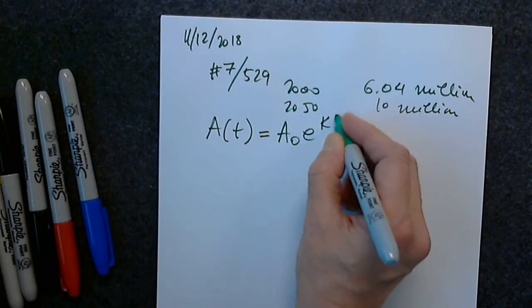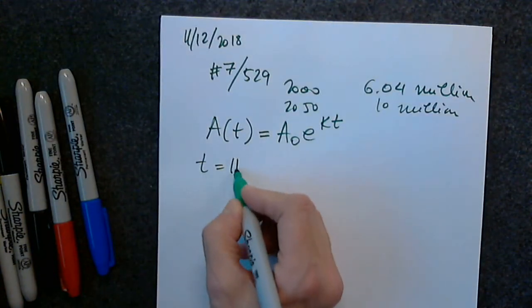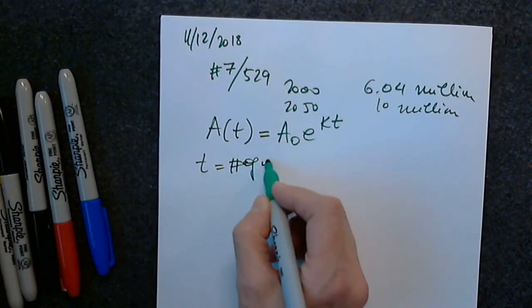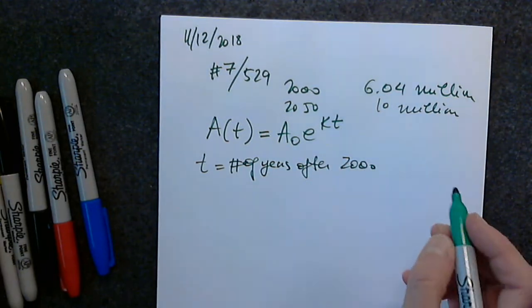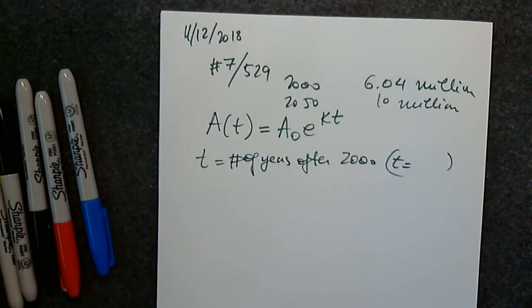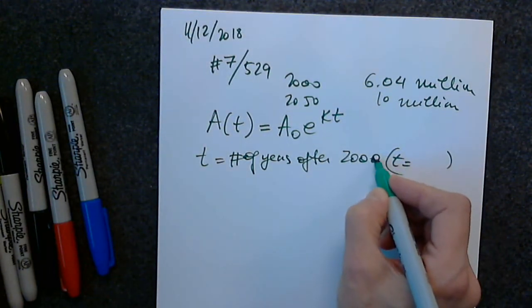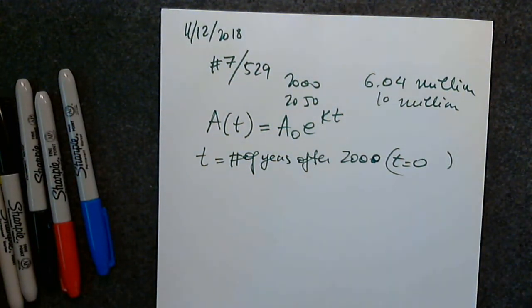A0 e to kt, in which t is the number of years after 2000. T, number of years after the year 2000. What does t equal for year 2000 then? Perfect. To find an exponential growth function that models the data.